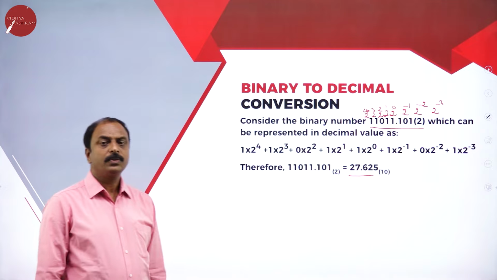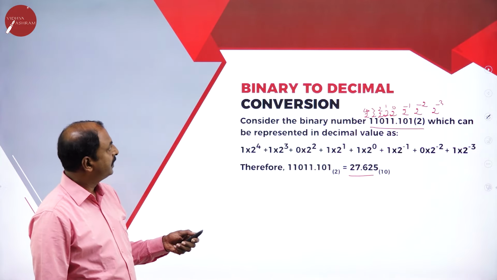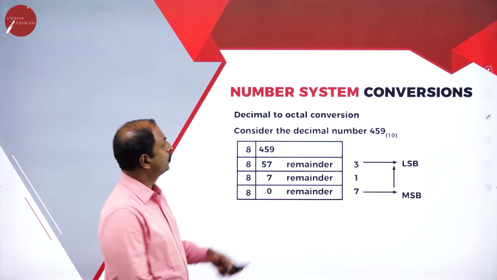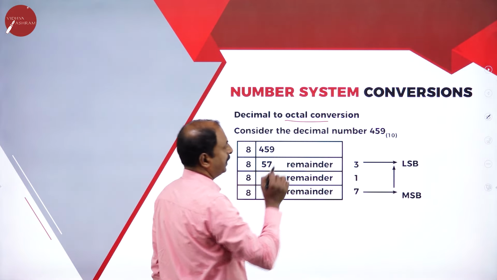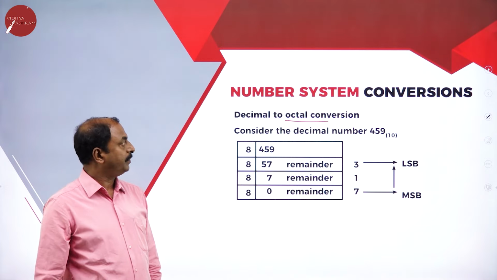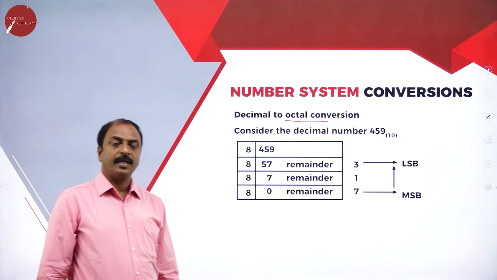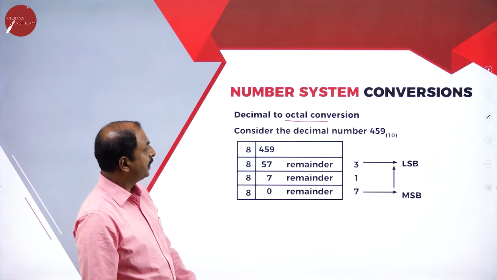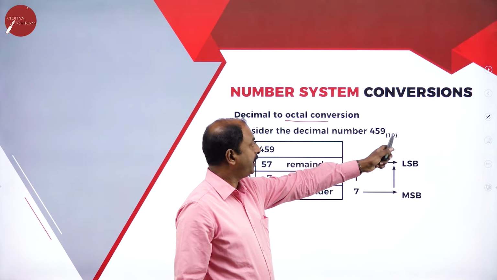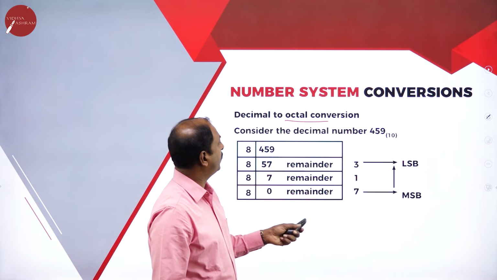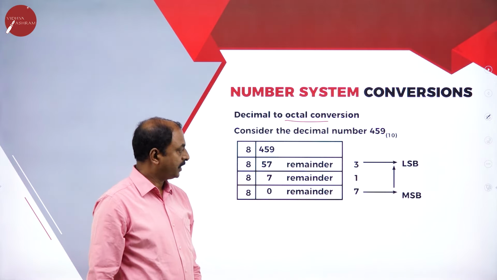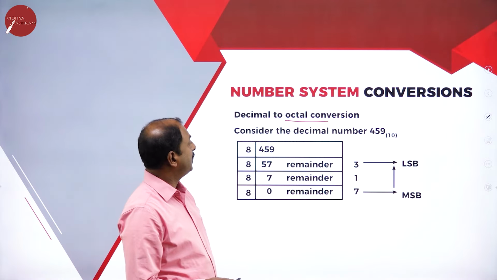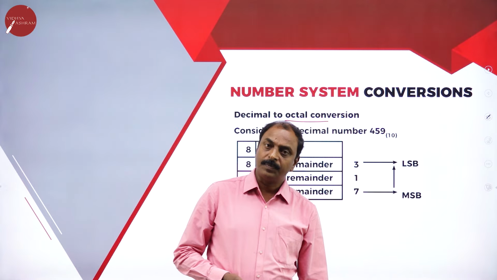Now let us move on to the next slide, that is number system conversion. Now let us see decimal to octal number system. So what is octal number system? A number system with the base 8, and this is a decimal number. How do we convert the given decimal number 459 of base 10 to the equivalent octal number system? Now let us see the procedure. Here again the procedure is division by the number 8.